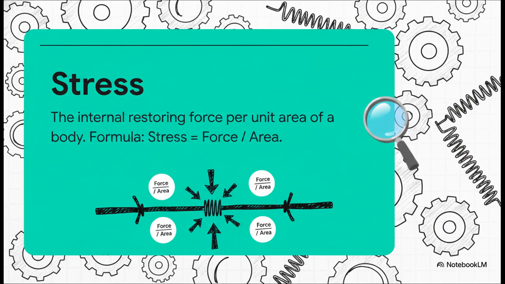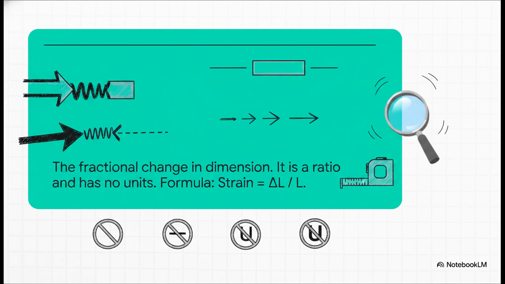And the formula, you see it right there. It's just force divided by area. It's the material fighting back. And what's the result of all that stress? Well, the wire deforms. It stretches out. We call that deformation strain. It's really simple. It's just the change in length compared to its original length. And here's a key point, a classic MCQ trap. Since it's a ratio of length over length, strain has no units. Lock that piece of info away.